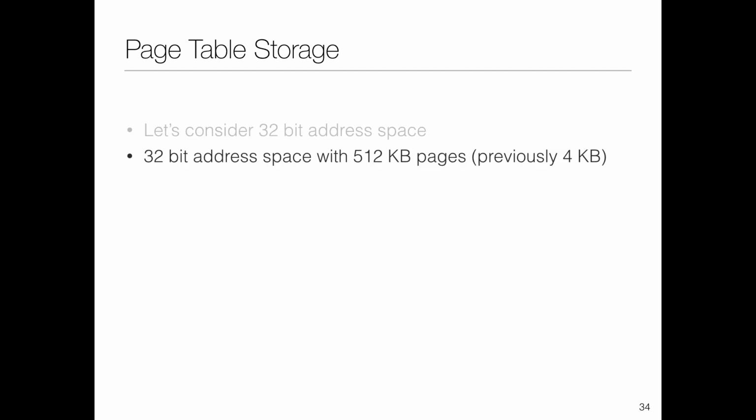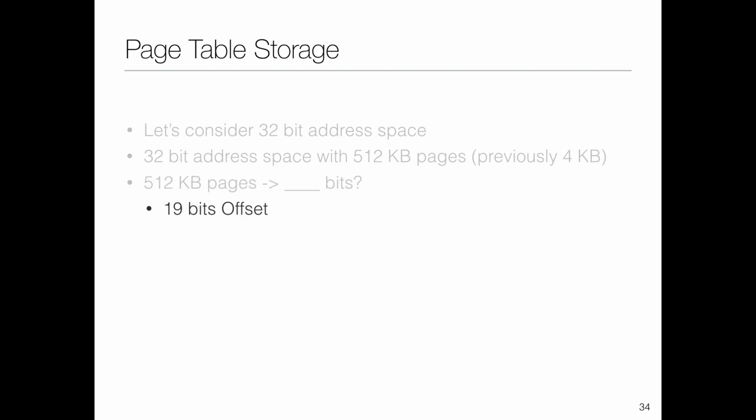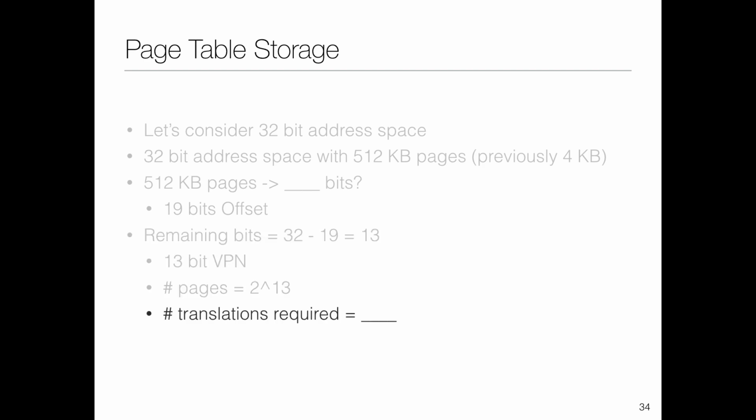Let's keep on moving in this direction. 512 KB pages now. So we started with 4 KB, now we move to 512 KB. That leaves 13 bits remaining, which is a 13-bit VPN, so the number of pages is 2 to the power 13, and translations are 2 to the power 13. So it's a small number now.